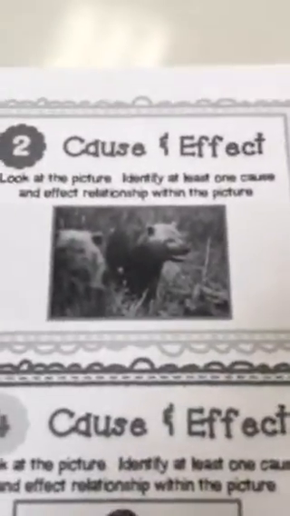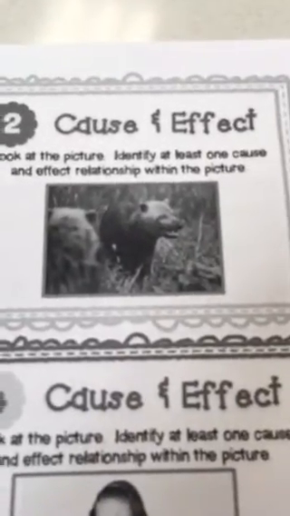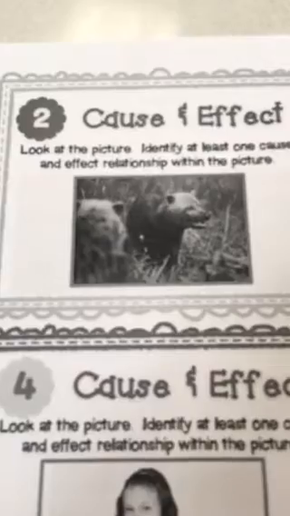Let's move over to this one. Look at the picture and identify at least one cause and effect relationship within the picture. So, what happened? The bear was looking at its prey. Why did that happen? Maybe the bear was hungry. So the bear was looking at its prey because he was hungry.